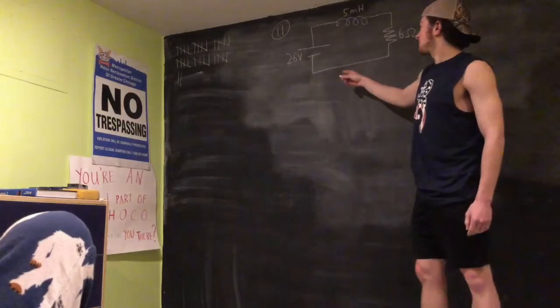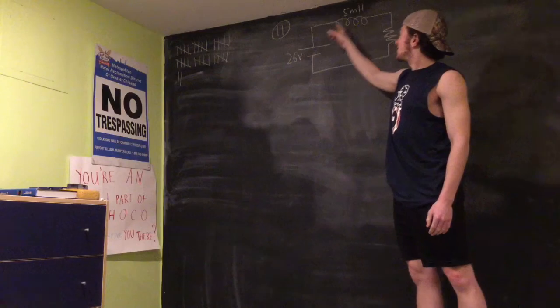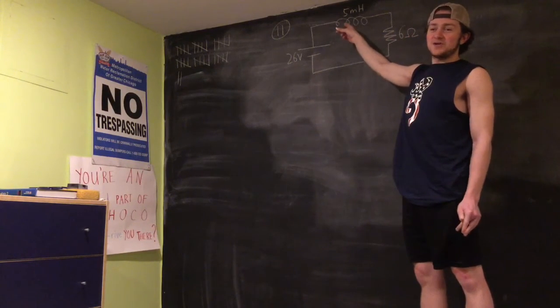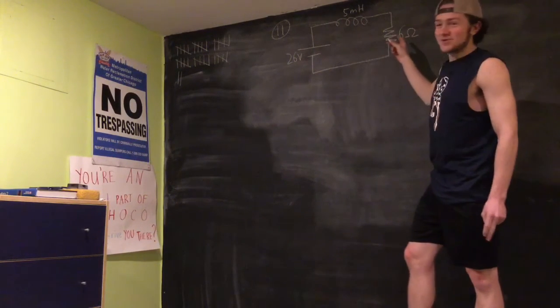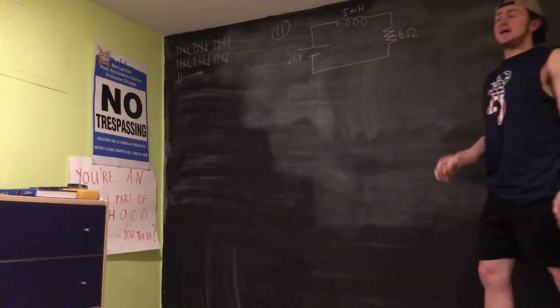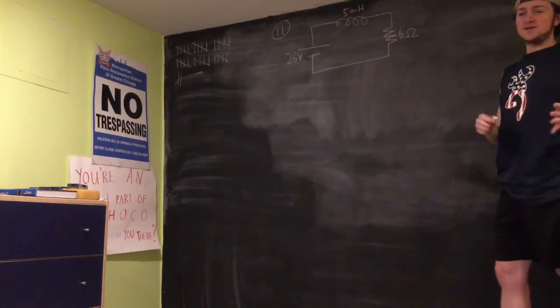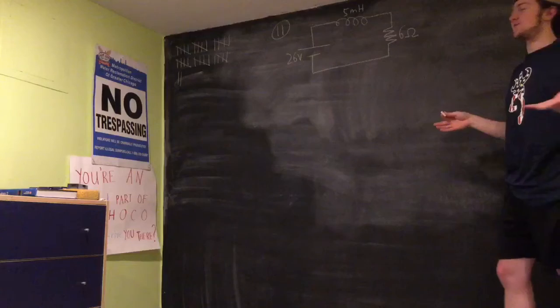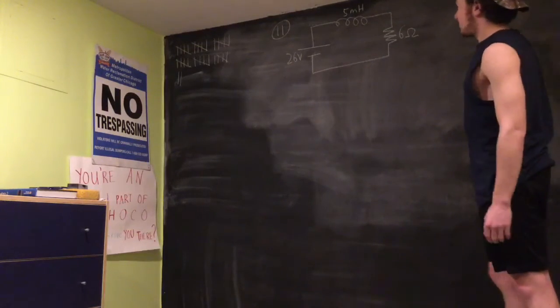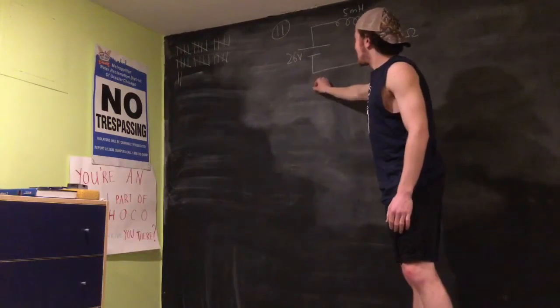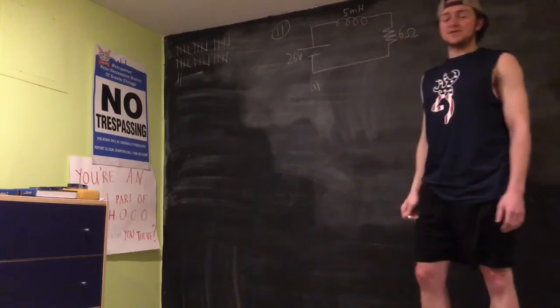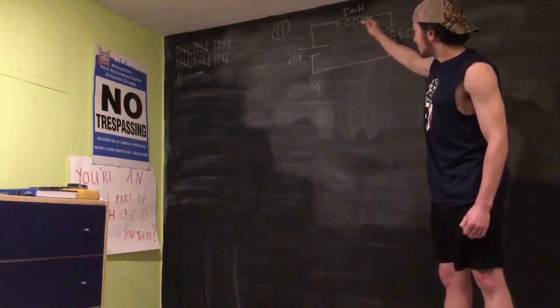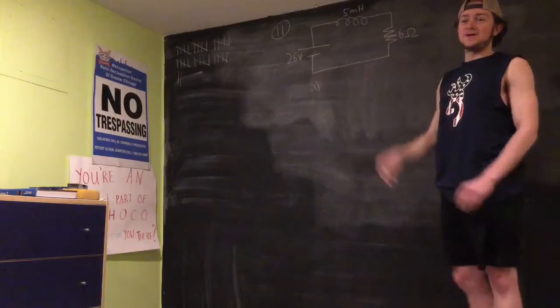So this is the circuit. We've got a 26-volt battery, a 5 millihenry inductor, and a 6 ohm resistor. And it's all connected at time t equals 0. That's just objectively when it starts. And part A is asking what are the respective voltage drops across both the inductor and the resistor.